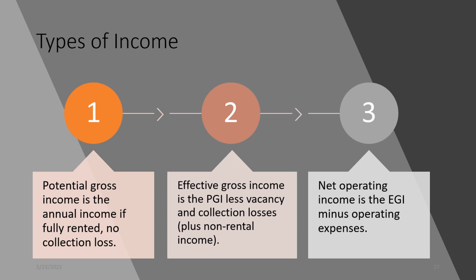But most of the time you're going to have vacancy and collections. So the effective gross income is that potential gross income less what you estimate, or they give you in the problem because they'll tell you what it is, the vacancy and collection, plus adding any other non-rental income. So if you have a big apartment complex that has soda machines, paper machines, things like that that generate income other than rental income, that's what you call the non-rental income that you're going to add to it. Then net operating income is the effective gross income less your operating expenses.